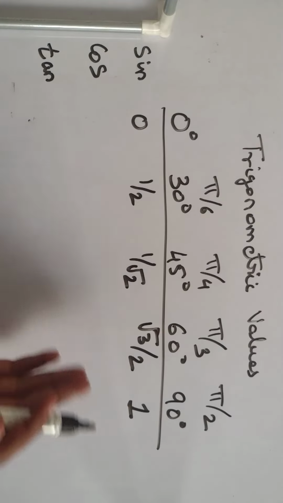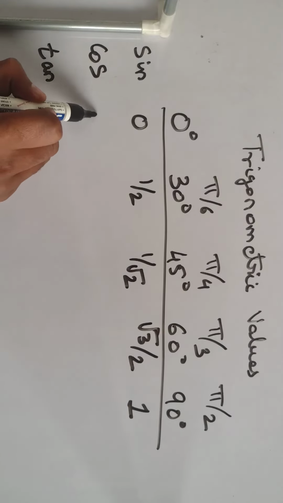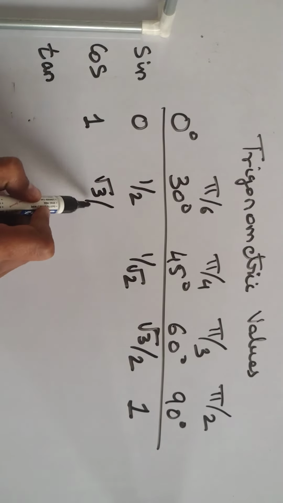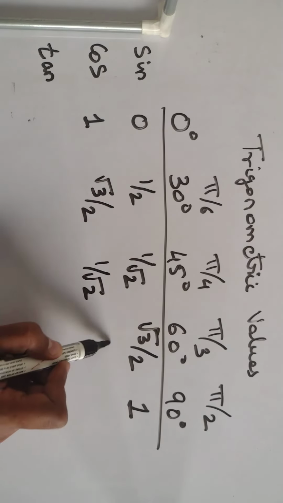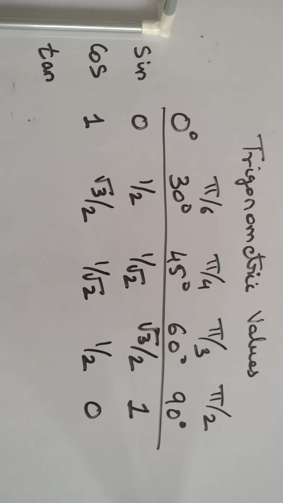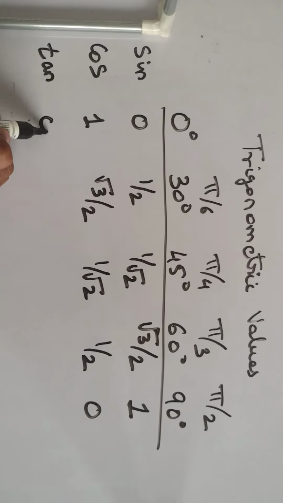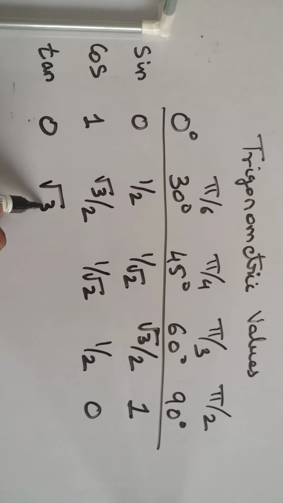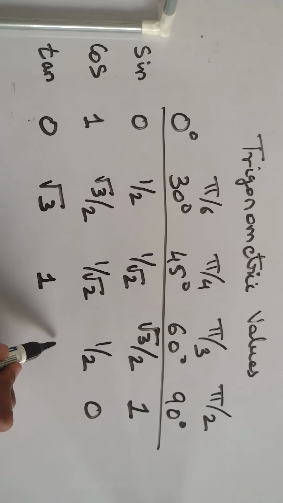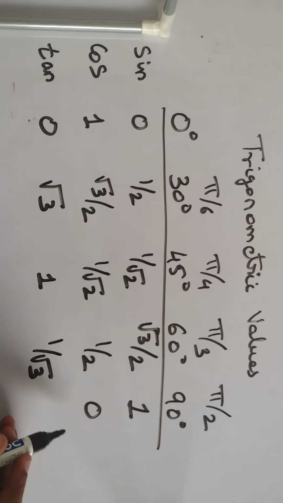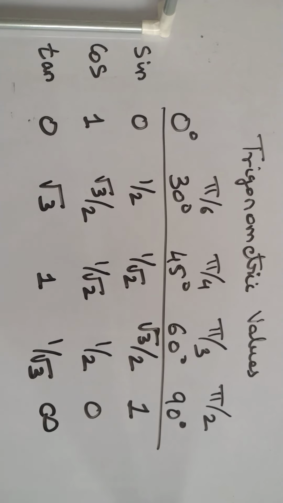For cos, you need to reverse the order of sin. So 1 will come here, then root 3 by 2, 1 by root 2, 1 by 2, and 0. Are you following it? I have just reversed the order. For tan, tan is nothing but sin by cos. So 0 upon 1, here I will say 0. Here I will get 1 by root 3. Here I will get 1. Here I will get root 3. And here I will get 1 by 0, which is infinity. Are you following it?